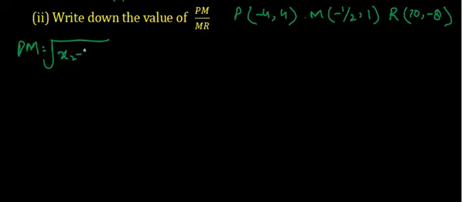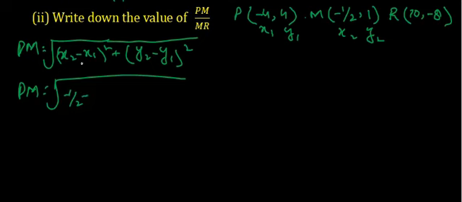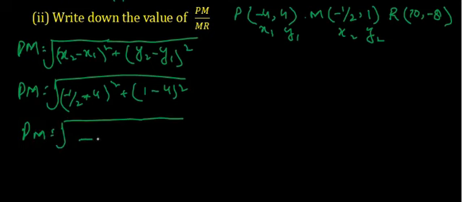Now we have to find the distance PM, which is the square root of (x2 minus x1) squared plus (y2 minus y1) squared. So we can write PM as, x2 is -1/2 and x1 is -4, so -1/2 plus 4 squared, plus y2 is 1 minus y1 which is 4, squared. We have to take the LCM here. So it becomes (-1 plus 8) over 2 squared, and 1 minus 4 is -3 squared.